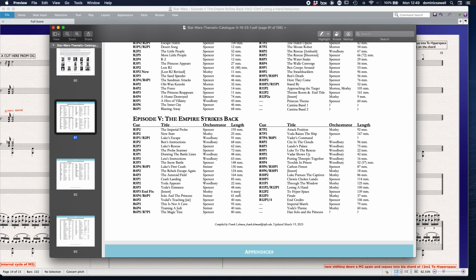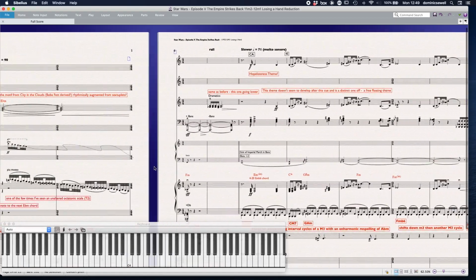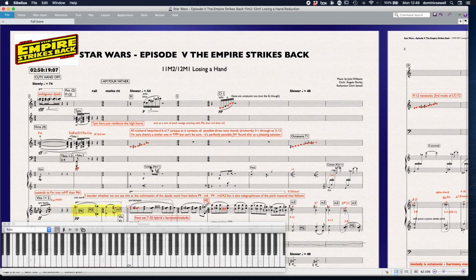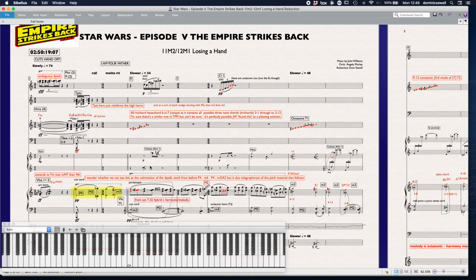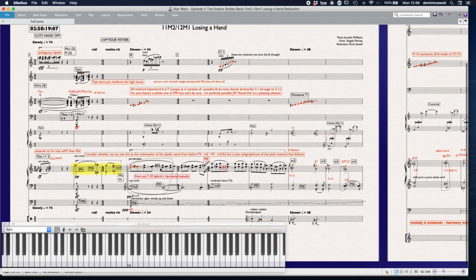So really, really interesting music, and it's a phenomenal cue. There's all sorts of things going on here. So I'll try and go as slowly as possible, but not so slowly that it bores you to tears. So hopefully we'll get into it.